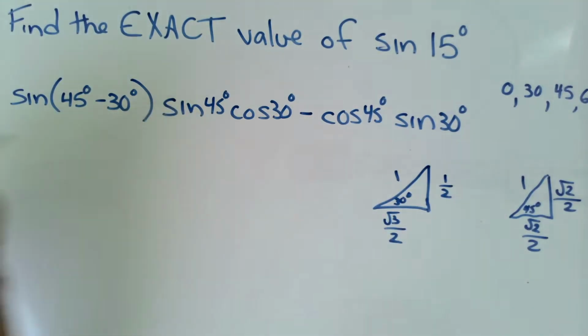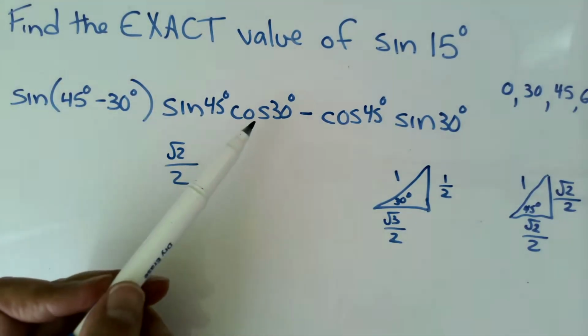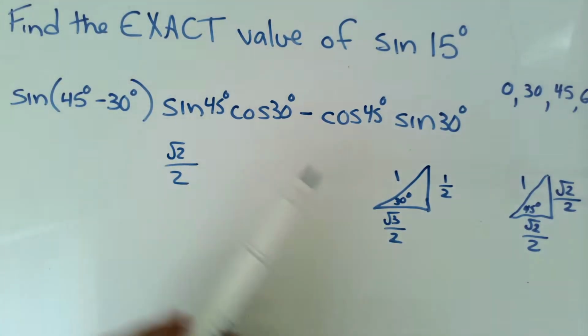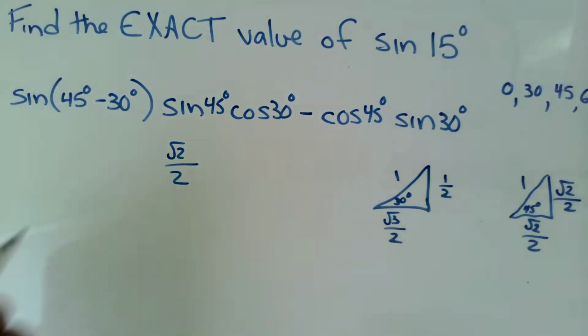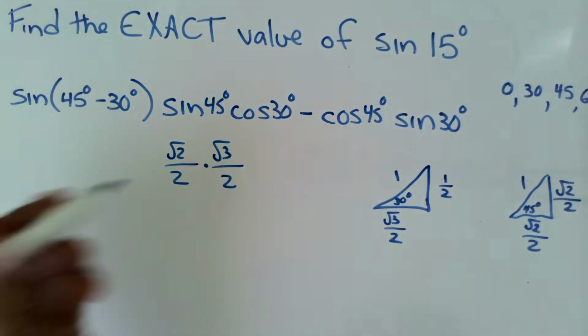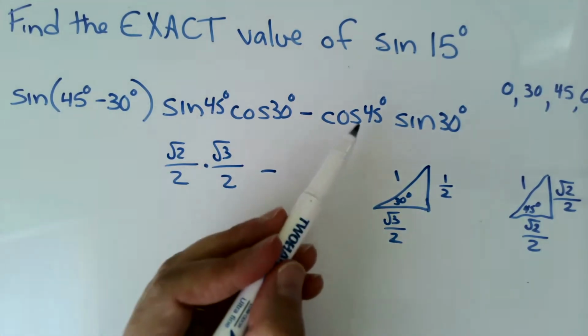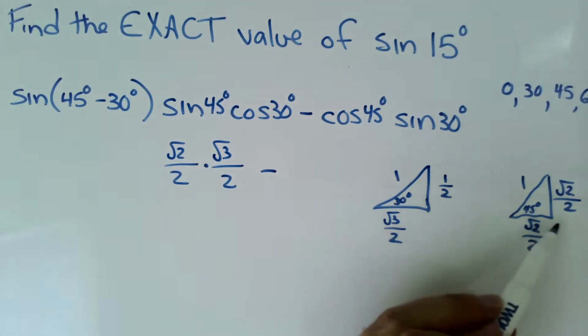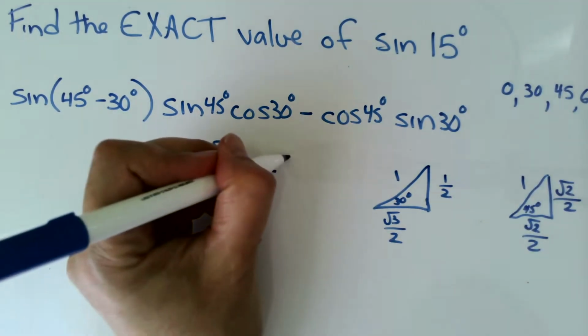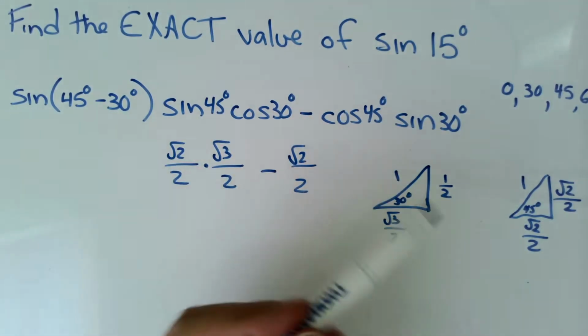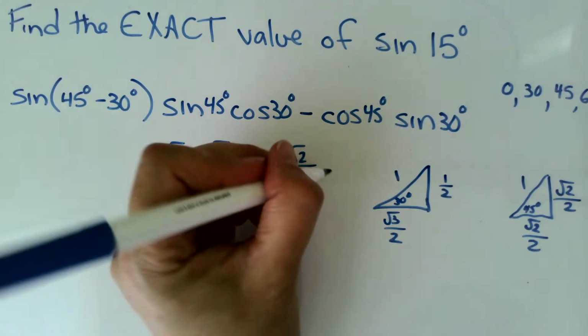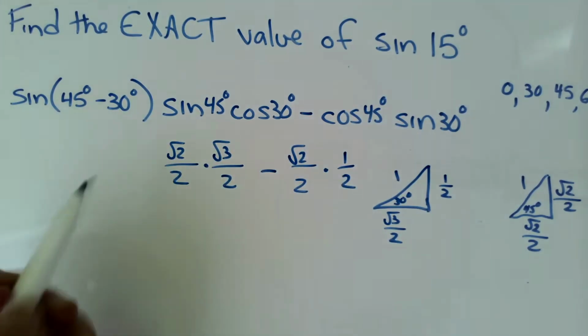Okay, so sine of 45, root 2 over 2, times the cosine of 30, right? That's the adjacent over hypotenuse. That's times root 3 over 2, minus the cosine of 45 adjacent over hypotenuse times the sine of 30 opposite over hypotenuse. Now I go ahead and simplify.